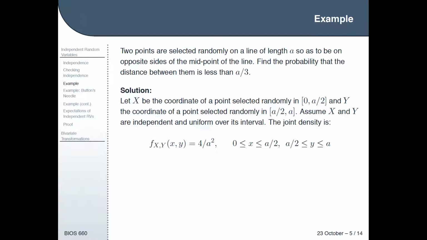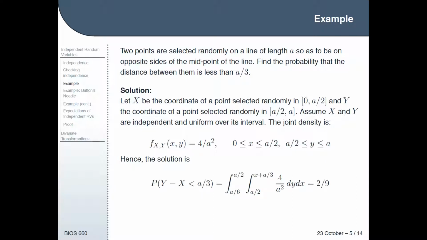So a random variable that's uniform on 0 to A over 2 will have PDF of 1 over A over 2, or in other words, just 2 over A. So their joint density will just be the product of the two marginals, in other words, 4 over A squared.